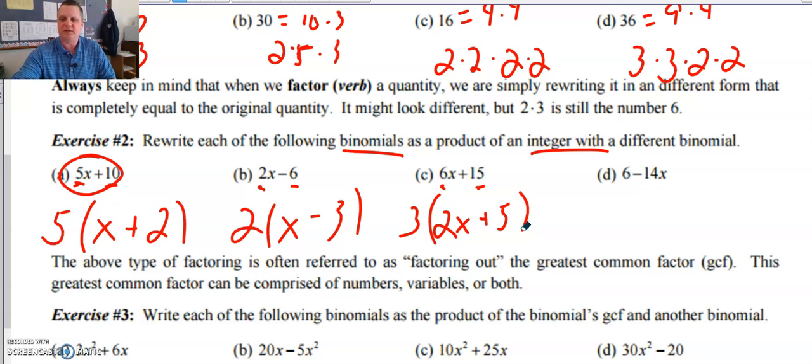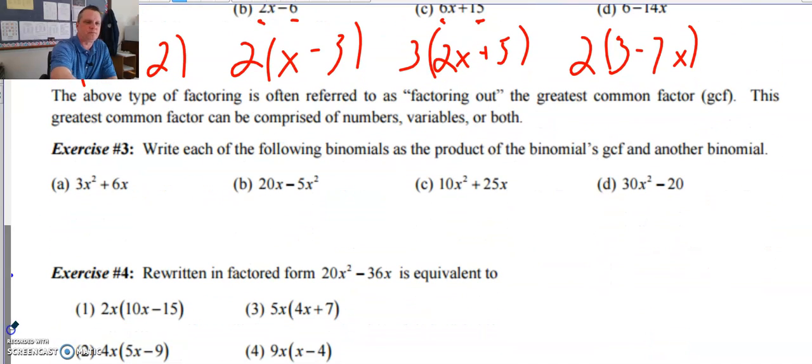The 6 minus 14x, I could take out a 2, and it has to be in the right order. I have a 3 minus 7x. Be very careful with the order. If you want to change them around, you can, but then you've got to be careful of signs. So if you rewrote that, it would be negative 7x plus 3.